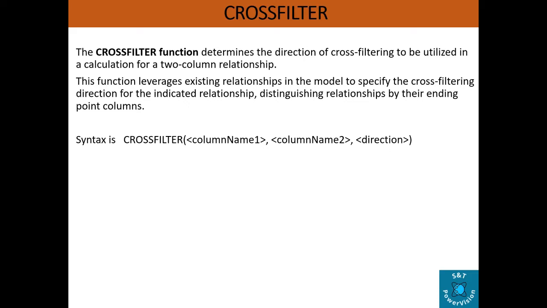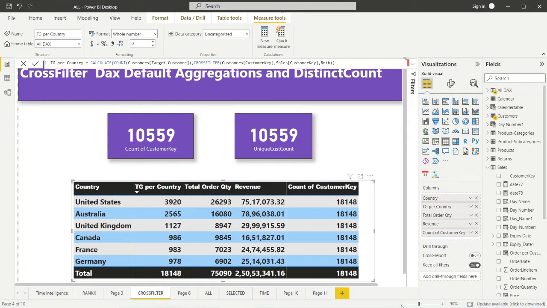Now we'll see it with an example. Let's come to the Power BI dashboard. This is one of our reports. Here we have the count of customer key, and we can see the same value, 18,148, for all the countries like United States, Australia, United Kingdom, Canada. So we'll go to the data model and see how it works.